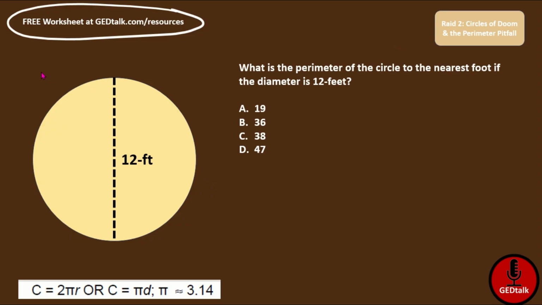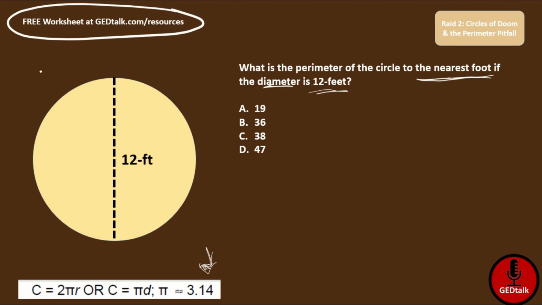So let's look at this problem, and it reads, what is the perimeter of the circle to the nearest foot if the diameter is 12 feet? So down here at the bottom below the image of the circle, we have from the formula sheet the formula for the circumference or the perimeter of a circle. So we know that the circumference equals 2 pi times the radius, or if you know the diameter like we do, we can do pi times the diameter.